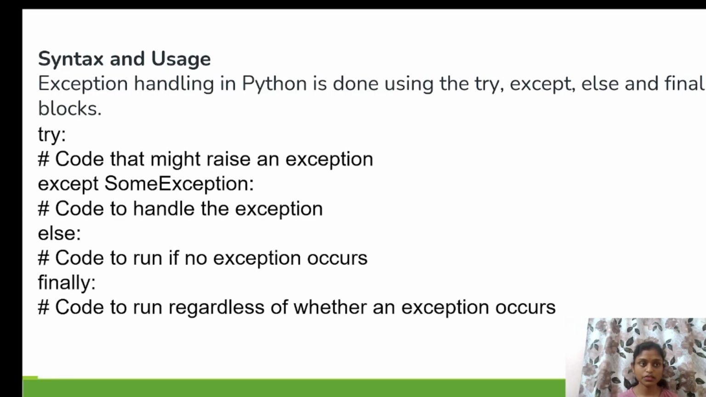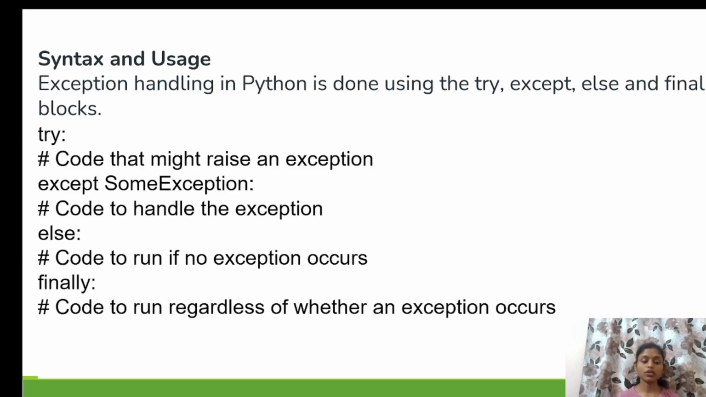And next, syntax and usage. Exception handling in Python is done using the try, except, else, and finally blocks. I already said try is nothing but where we might get an exception, and except handles some exception. And when it comes to the except block, it has code to handle the exception that we already found the error for, and here we will handle that error. That is the purpose of the except block.